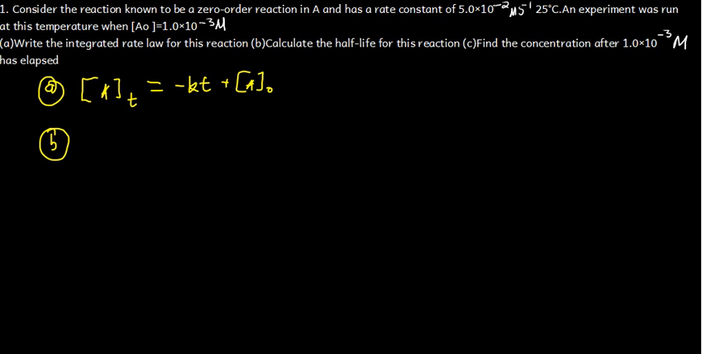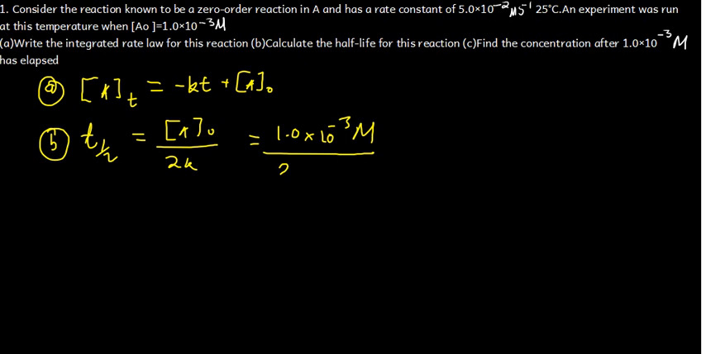Now, calculating the half-life, we have already determined the formula for half-life of a zero-order reaction, and half-life is given by the initial concentration divided by 2k. In this case, the initial concentration is 1.0 times 10 to the power negative 3 molar. And 2 times k, the rate constant, is given as 5.0 times 10 to the power negative 2, in molar per second.